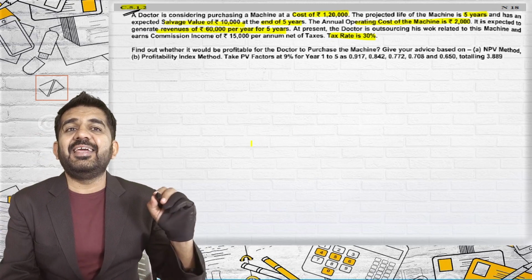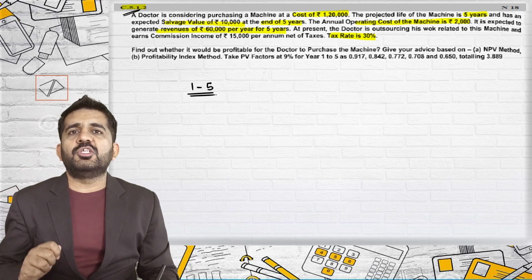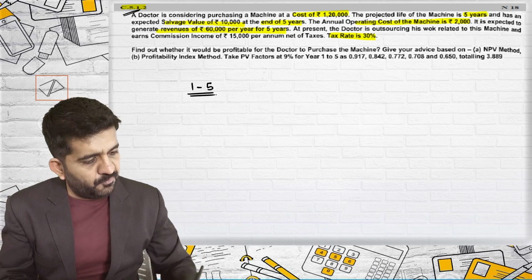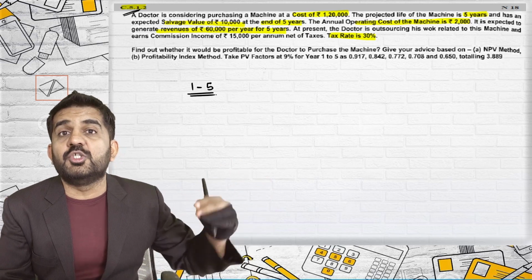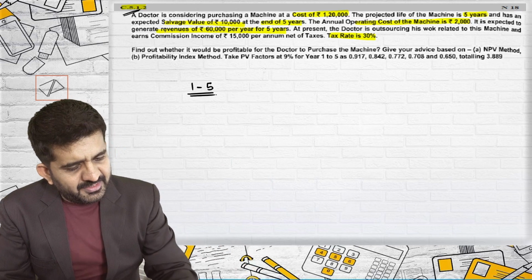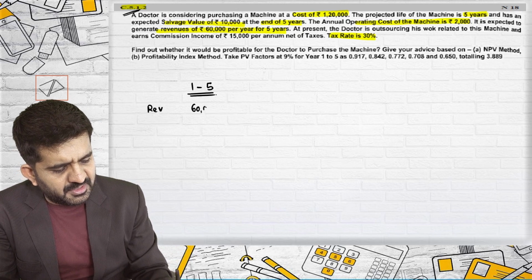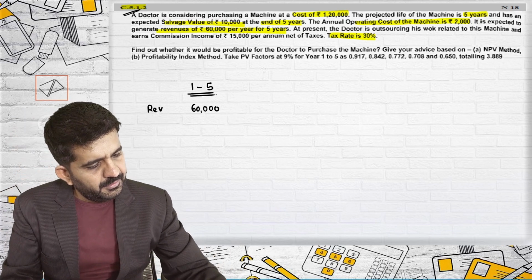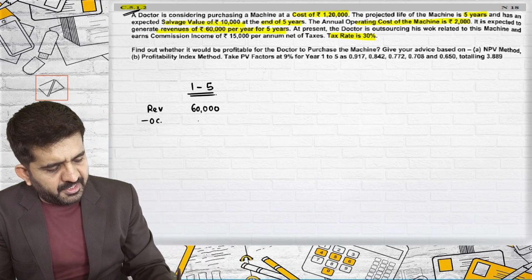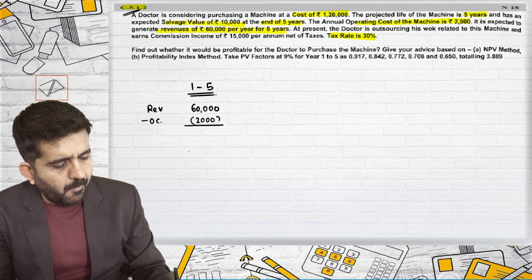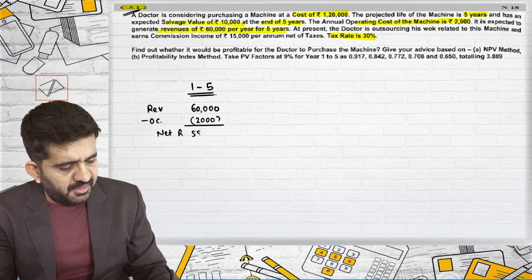The cost is 1,20,000. I can prepare this by doing 1 to 5 years because the cash flows are remaining same for 1 to 5 years. So don't prepare 5 columns, 1, 2, 3, 4, 5. Otherwise, the figures will be repeated. It is expected to generate revenue of 60,000 per year. Operating cost of the machine is 2,000. Net revenue is 58,000.